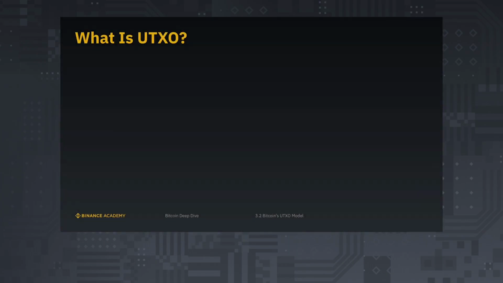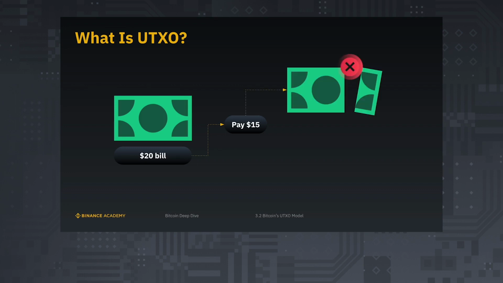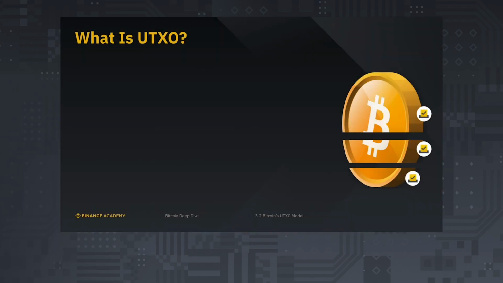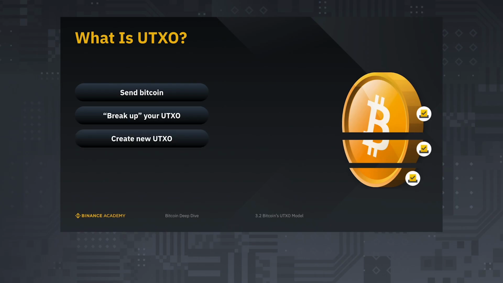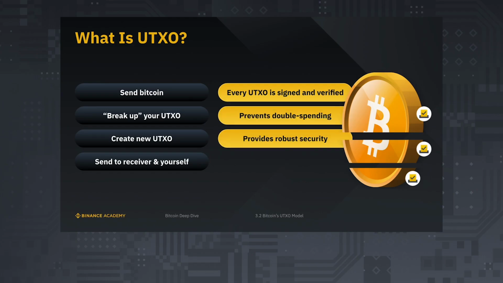Picture it this way. If you have a $20 bill and you need to pay $15, you don't rip off 3/4 of the paper bill. Instead, you would hand over the full bill and get a $5 bill back as change. Bitcoin works in a similar way, but digitally. When you send Bitcoin, you're essentially breaking up your bill, or UTXOs, and creating new ones, which are then distributed to the receiver and back to you as change. This mechanism gives Bitcoin an edge over traditional banking because every single UTXO is individually signed and verified, preventing double spending and providing robust security.